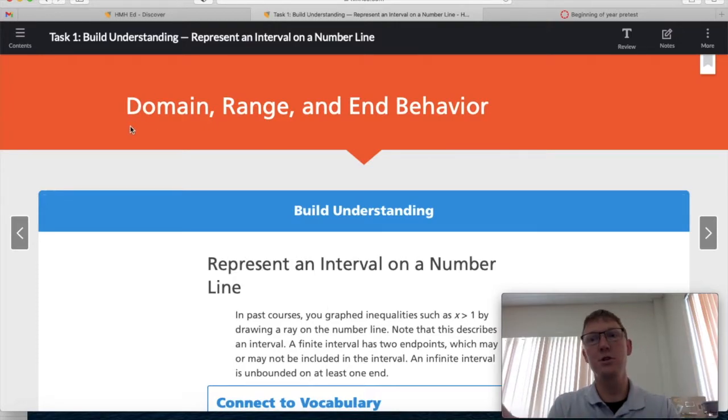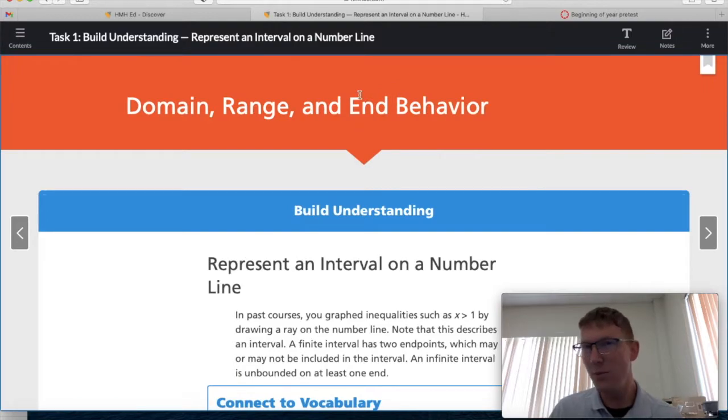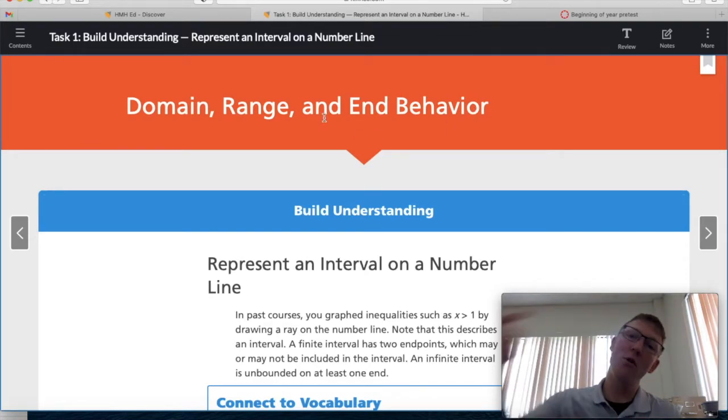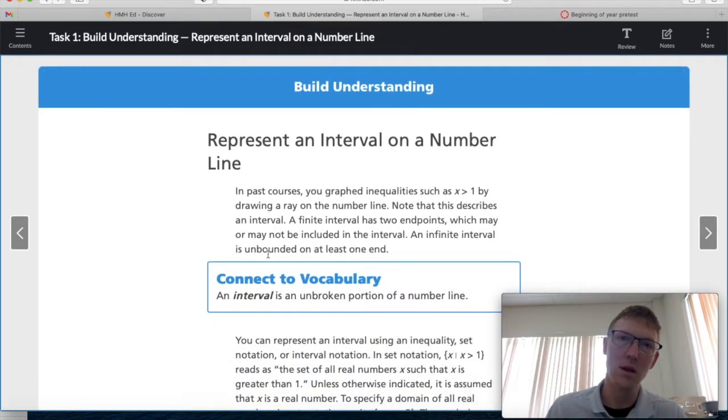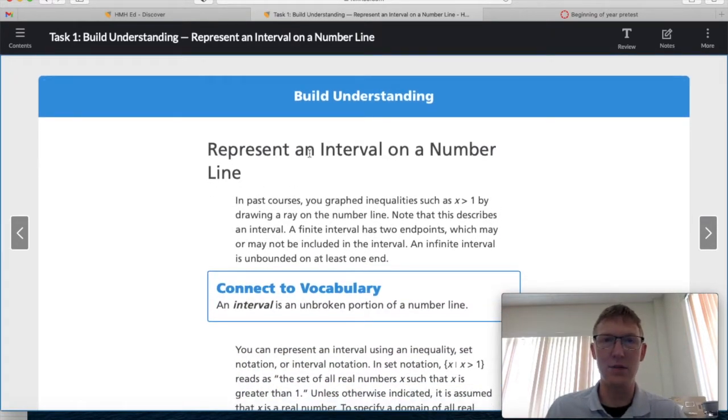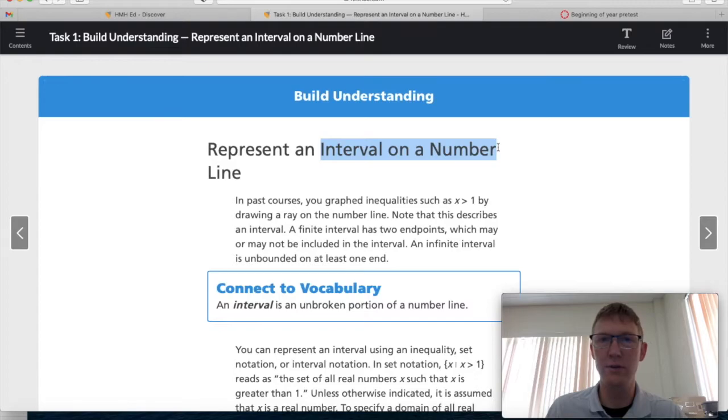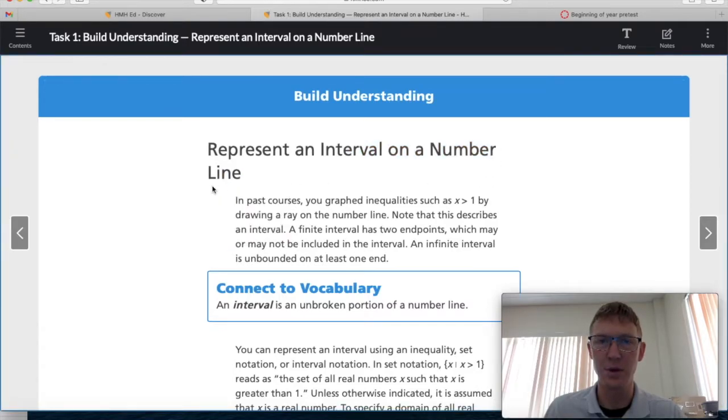It's like, oh, here's a new function. What is its domain? What is its range? And what is its end behavior? So it's important to start by talking about these words and what they mean and what we're asking for. But before we get there, we need to talk about intervals on a number line.